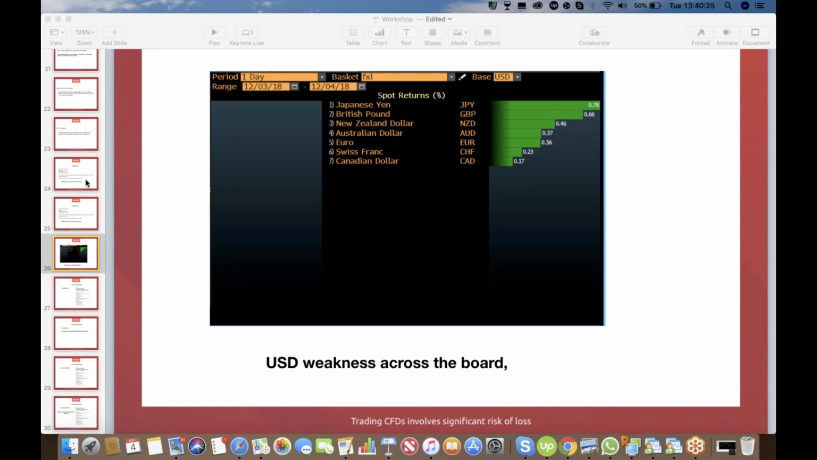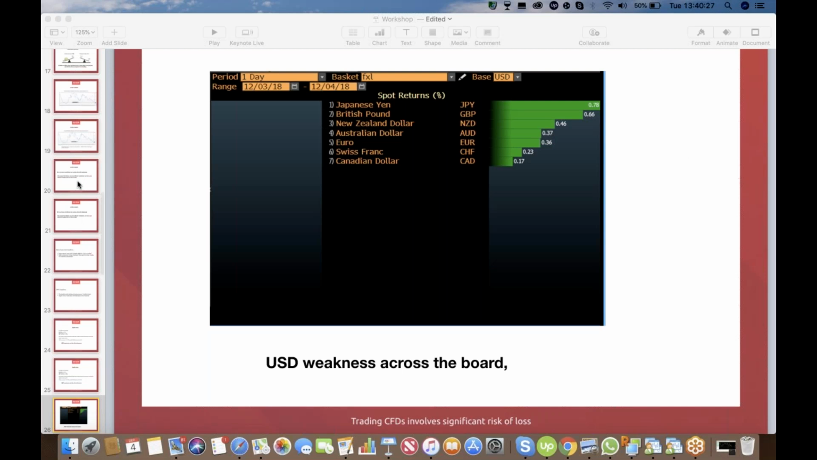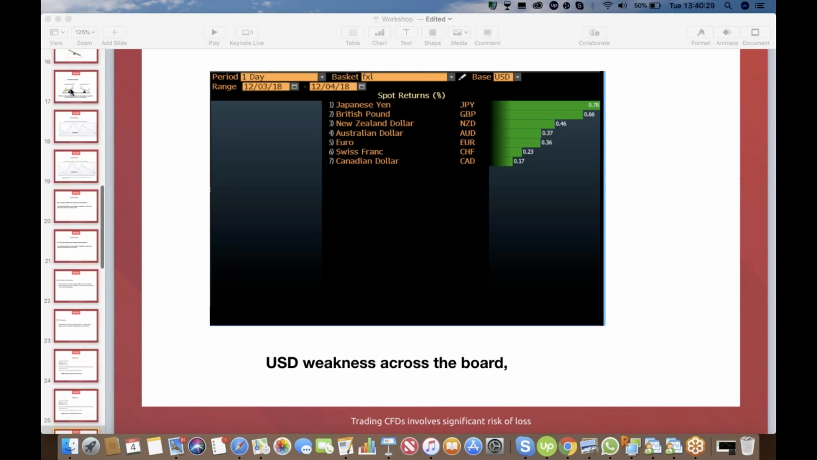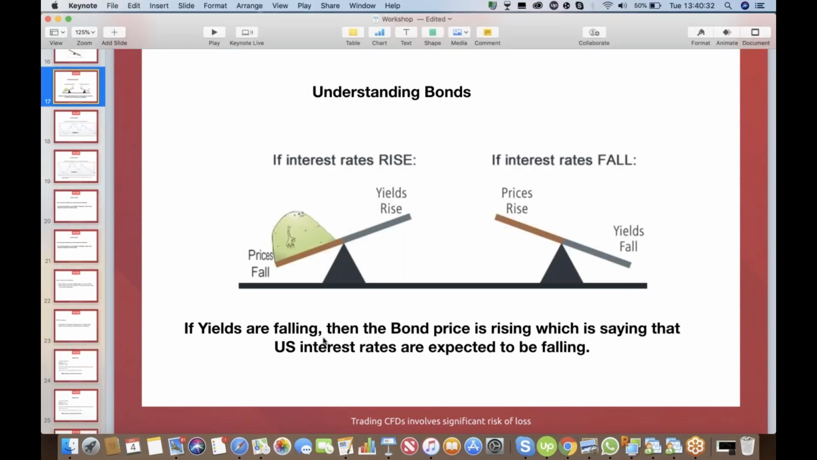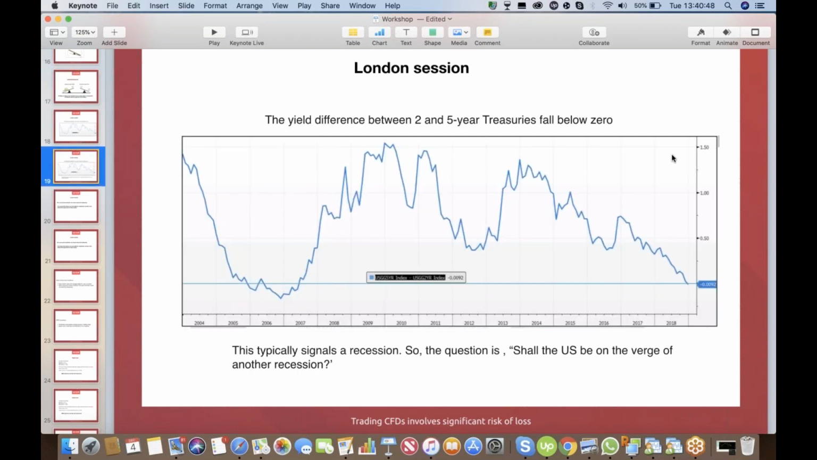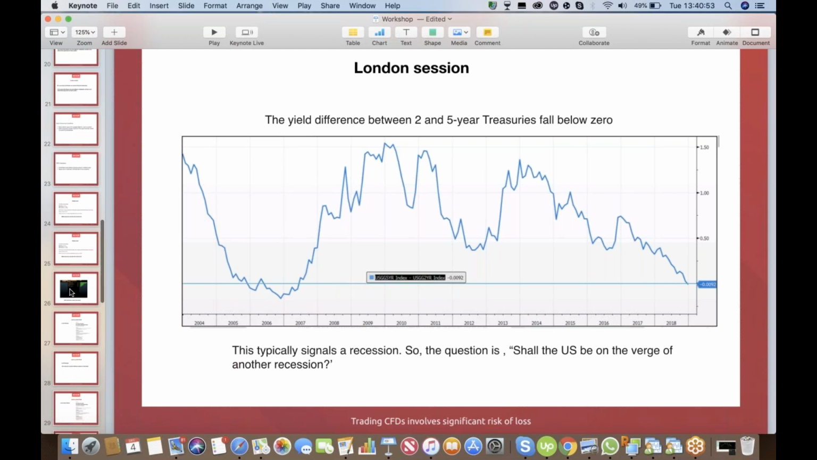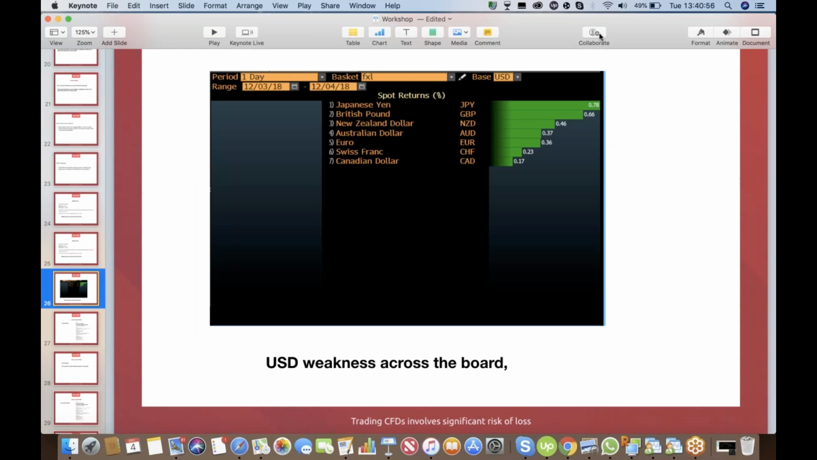Because remember what we've just been learning, guys, and what we've been seeing is that if yields are falling and the bond price is rising, which means that US interest rates are expected to be falling. So if US interest rates are expected to be falling, and that's what these 10-year Treasury yields falling is telling us, then we should expect to see dollar weakness across the board. And people are asking, is the US on the verge of another recession? So we are seeing a significant dollar weakness across the board.